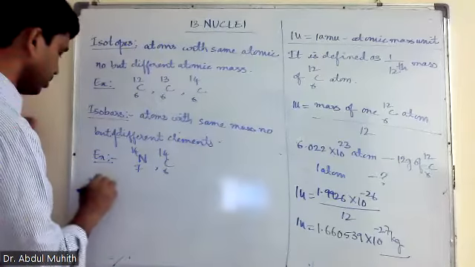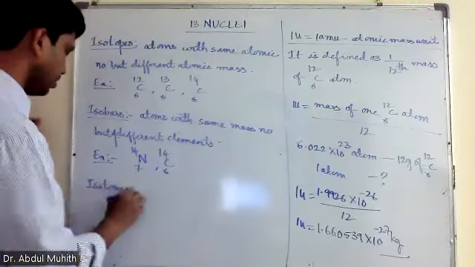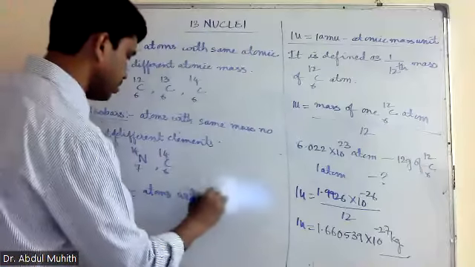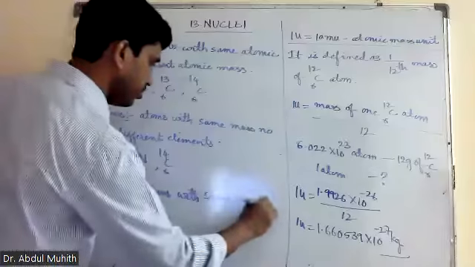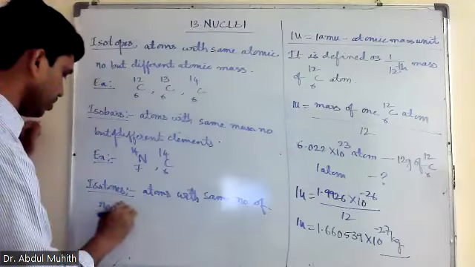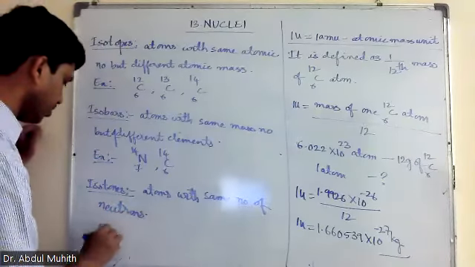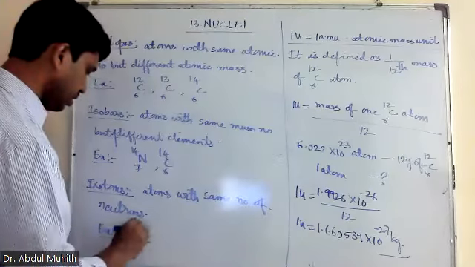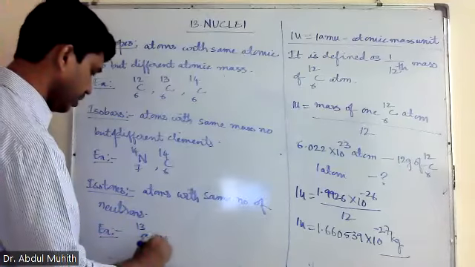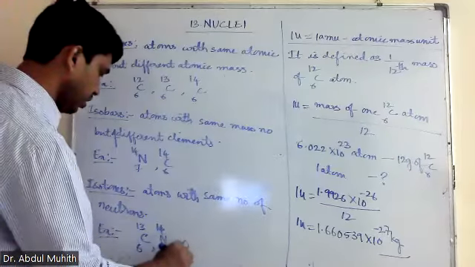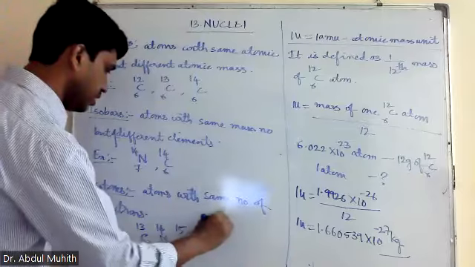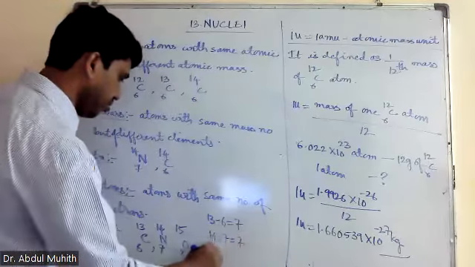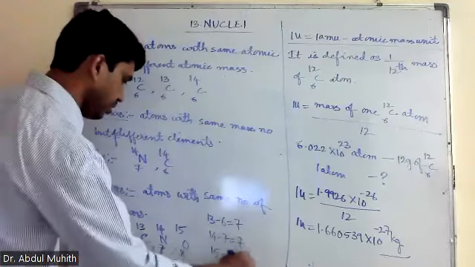Then what are isotones? Isotones means atoms with the same number of neutrons. The example for this is C-13, N-14 and oxygen-15. So 13 minus 6 is 7, 14 minus 7 is 7, and 15 minus 8 is 7. So this is the value.